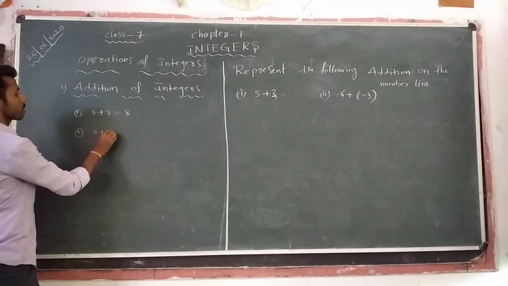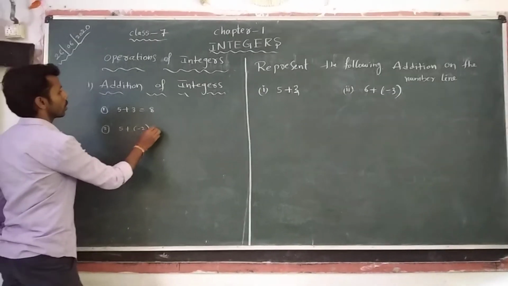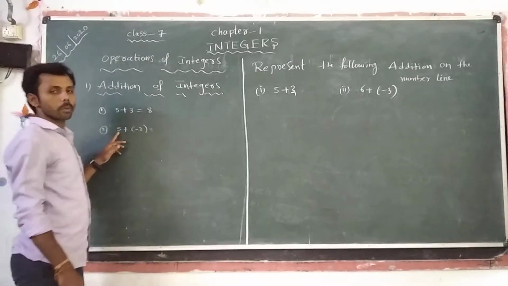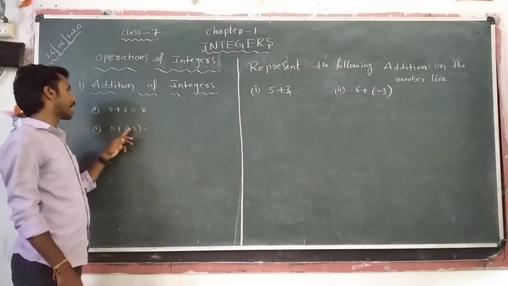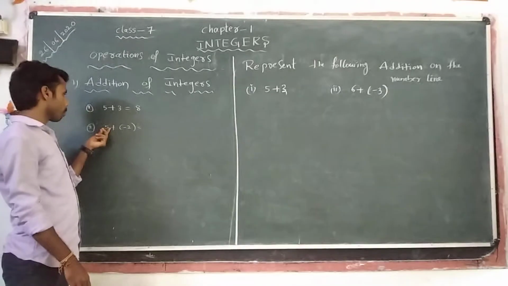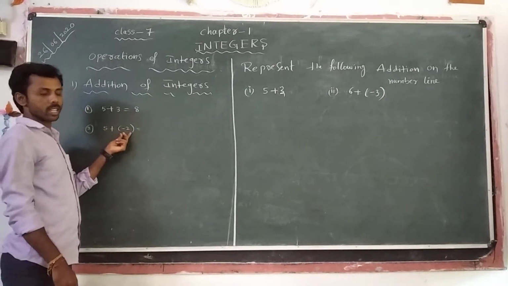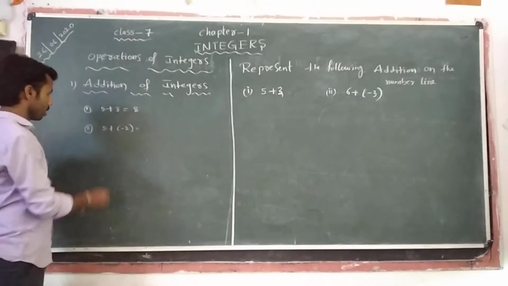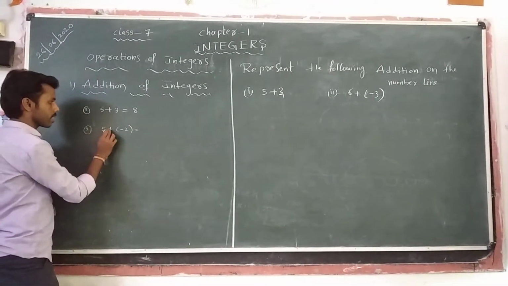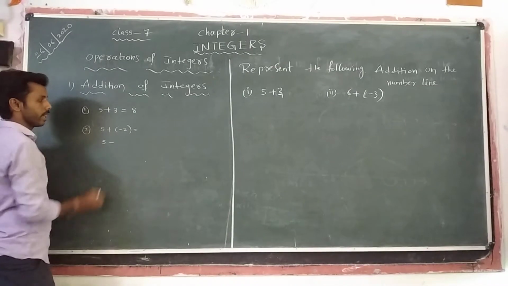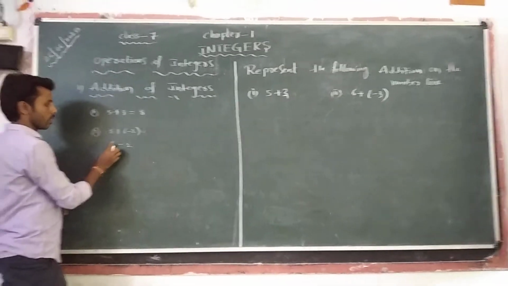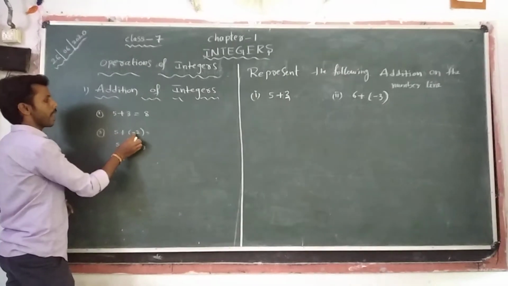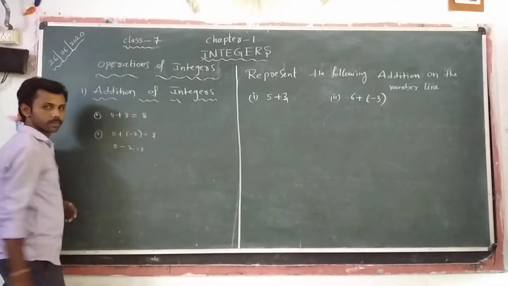5 plus minus 2. 5 is a positive integer and minus 2 is a negative integer. So one positive integer and one negative integer, both are adding. So 5 plus minus 2 is 5 minus 2, which equals 3.